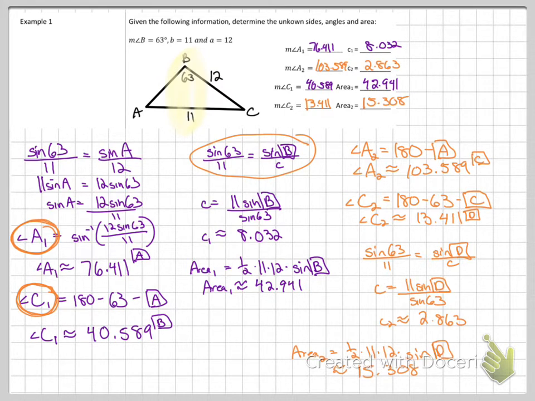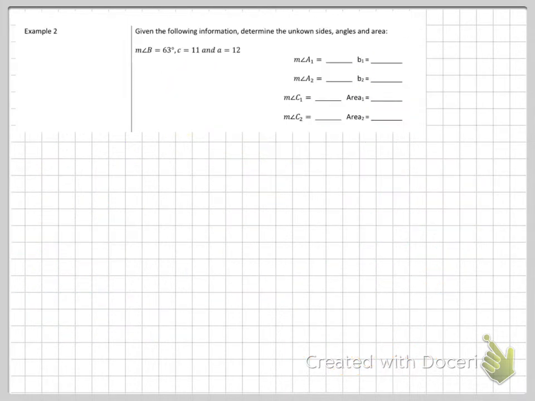Okay, there are my answers. Cross multiplied, C is 2.863, rounded correctly. That was C2. And area is 15.308. So hopefully you're starting to catch on to the steps on how to solve law of sines, including the ambiguous case, including that extra triangle. Example 2, set up the picture, figure out which law we're going to use.